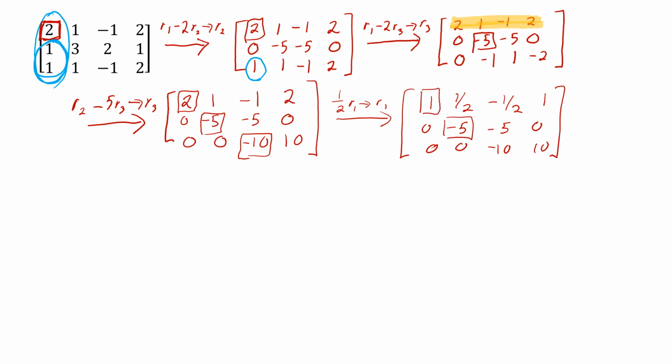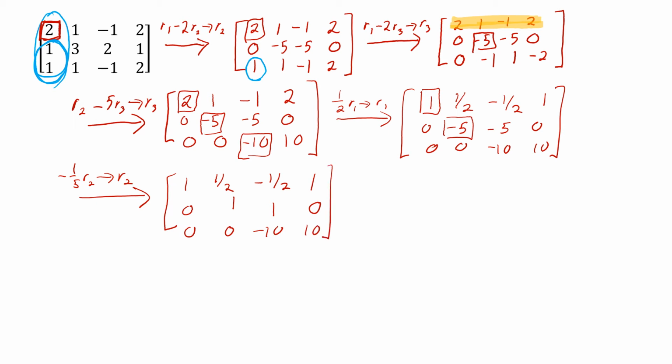Our second pivot point, we want to turn that into a 1. So -1/5 of row 2 is the new row 2. First row again stays the same. Second row becomes 0, 1, 1, 0. And our third row stays the same. So now note that we have 2 of our leading entries are 1. We just have the final one to deal with. So -1/10 of row 3 is the new row 3. And here's what we get.